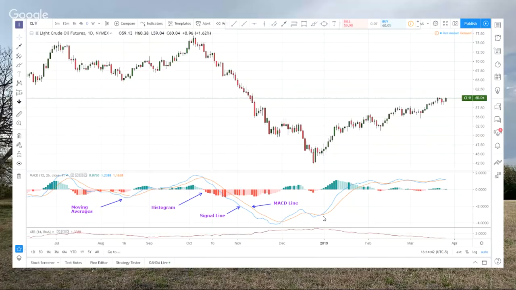Divergences happen, like right here's a divergence. We've got the indicator making a higher low, but price is making a lower low, and that typically indicates that maybe price is going to go in the other direction, which obviously it did right here. We're not going to talk about divergences. You can look at them in that other video.